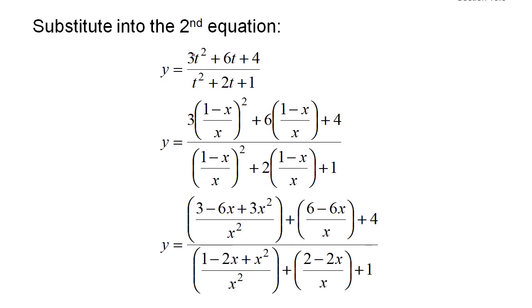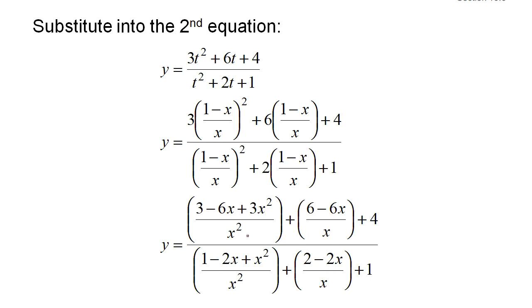Wow, take a look at this. When I substitute the 1 minus x over x in for the t here, and here, and here, and here, that's pretty messy. If I do FOIL on this, and then multiply through by 3, I get this quantity. When I multiply this through by 6, I get this quantity. Now, this is still pretty messy.